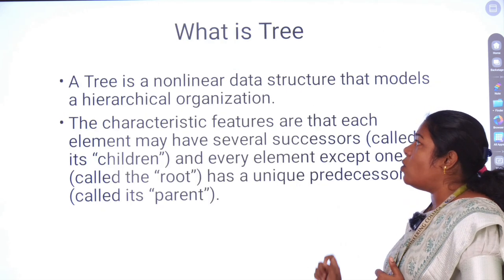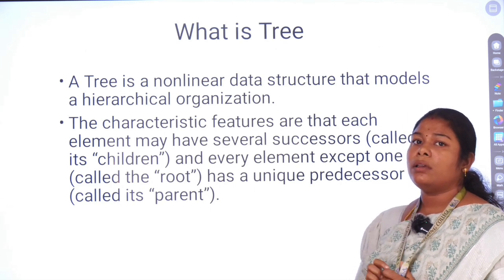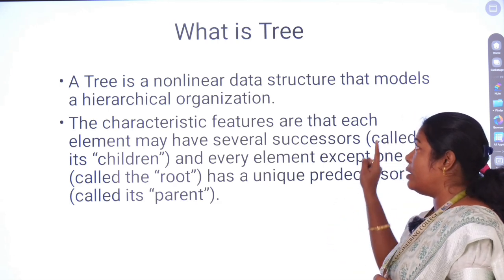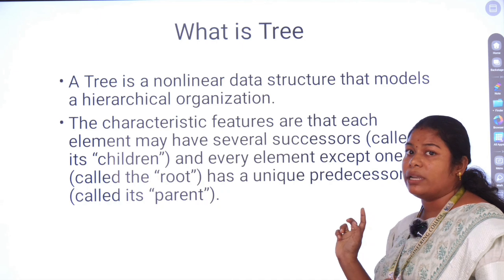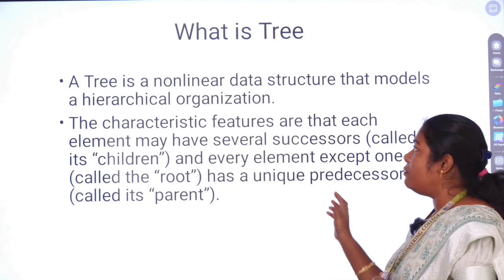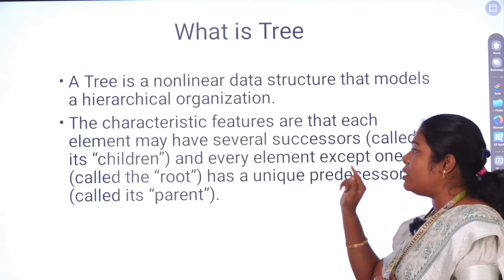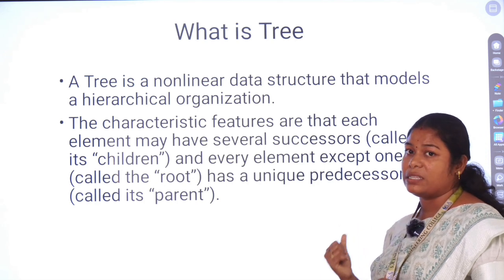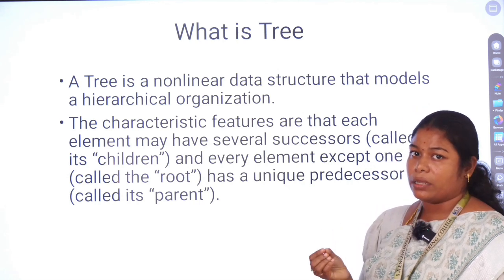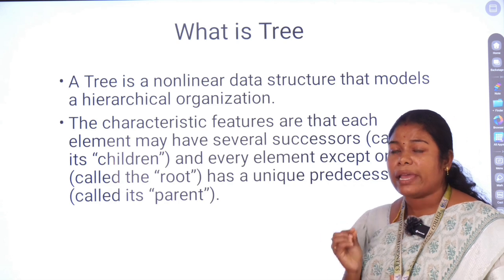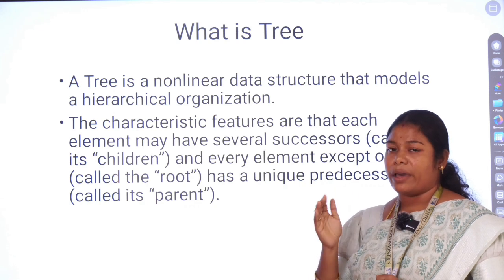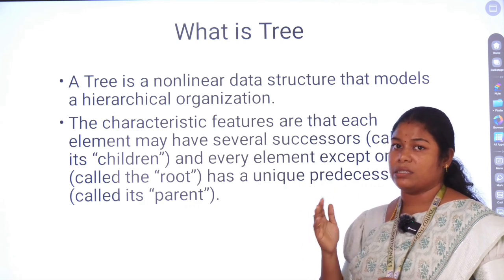Now we will see what is a tree. A tree is one of the non-linear data structures. A tree is nothing but a non-linear data structure that stores the data in a hierarchical organization. Here we have certain features, like the elements are stored as successors and predecessors. Successors are nothing but the child nodes and predecessors are nothing but the parent nodes. In trees, every element is stored as a node, and those elements are known as parent and child, that is predecessors and successors.